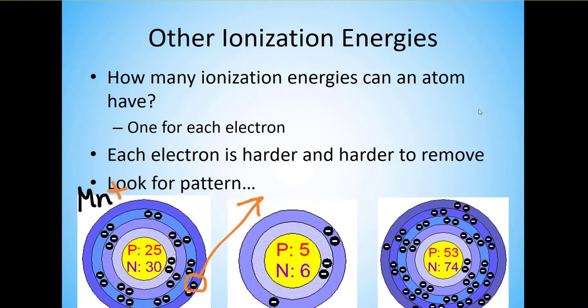So to go in and remove a second electron is going to take even more energy, because recall Coulomb's law. So the closer it is, the attractive forces are higher. And so to remove a second electron from what is a cation, it's going to take even more energy. So the energy per atom should go up and up and up.